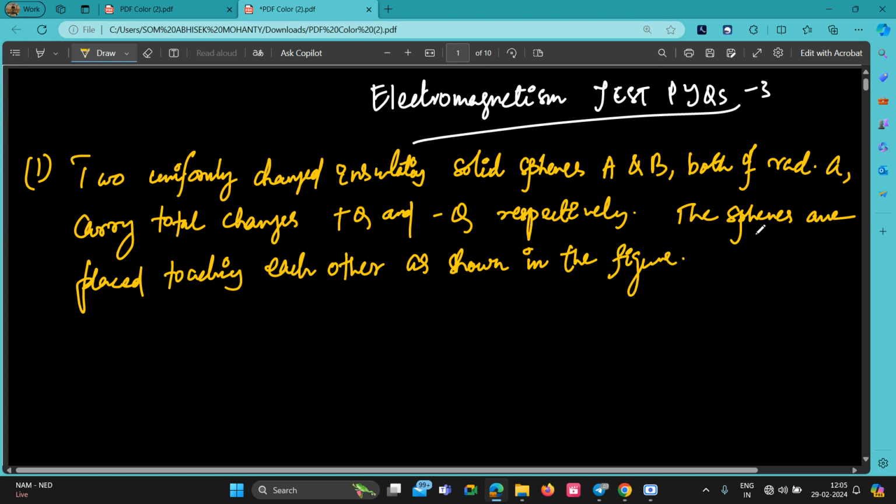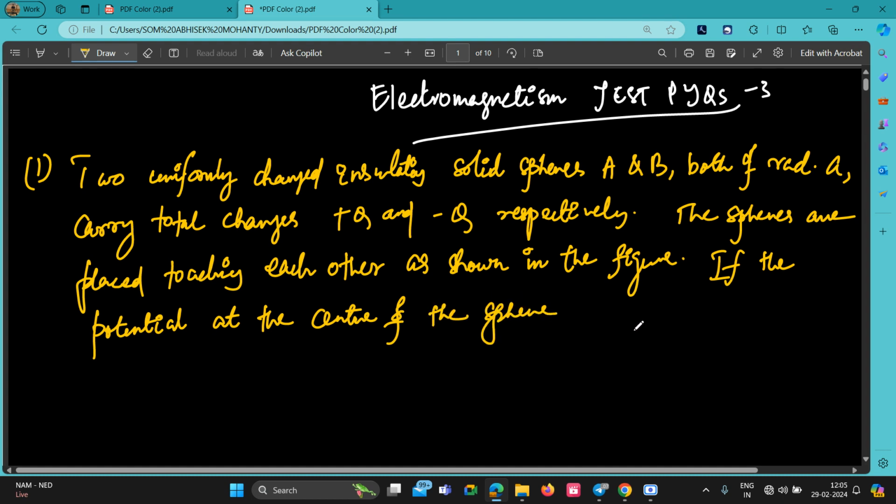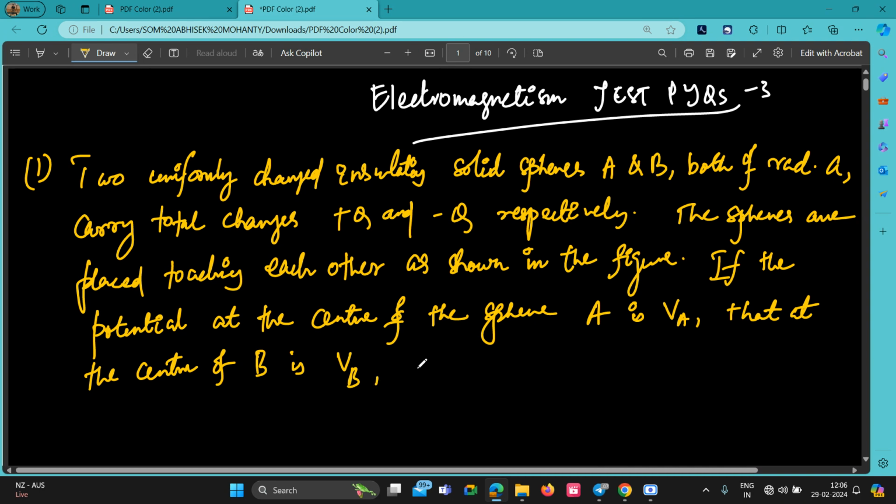If the potential at the center of the sphere A is VA, and that at the center of B is VB, then the difference VA minus VB is, okay.